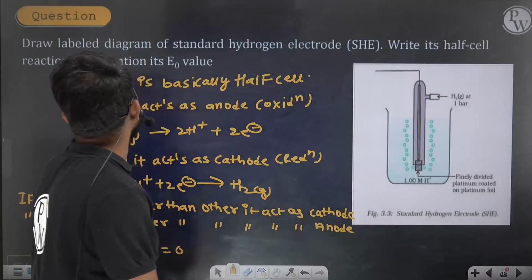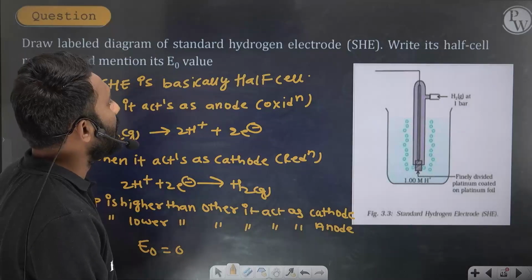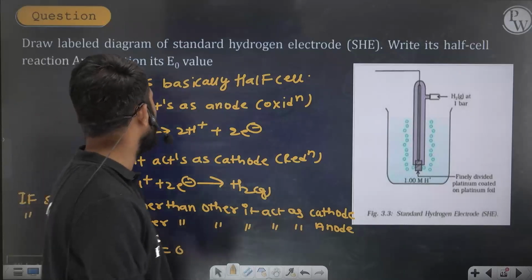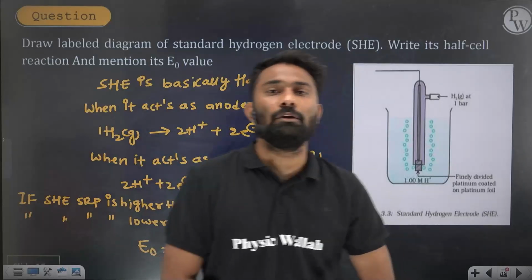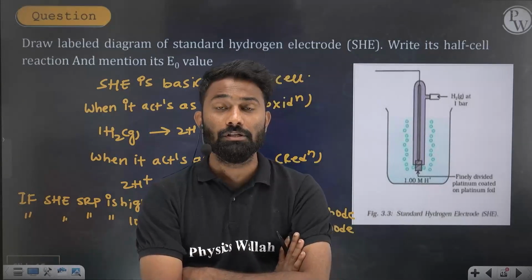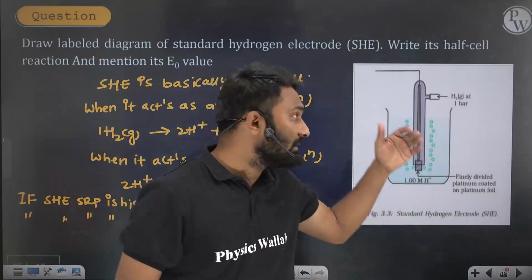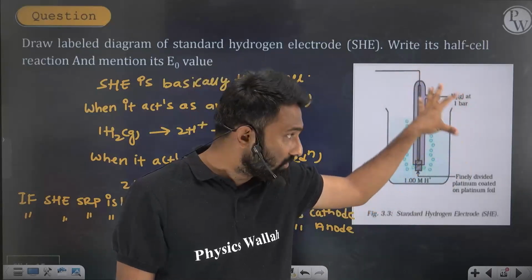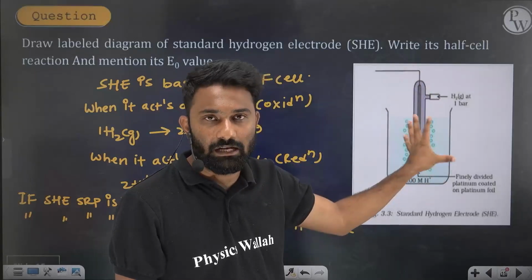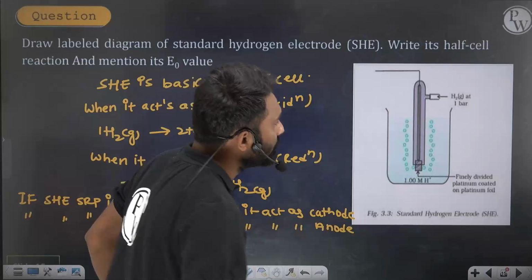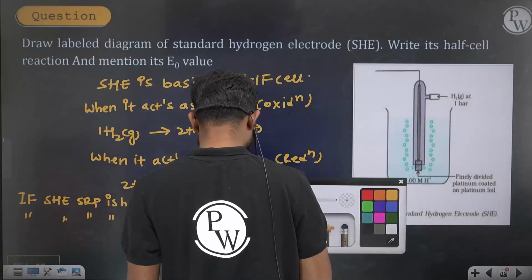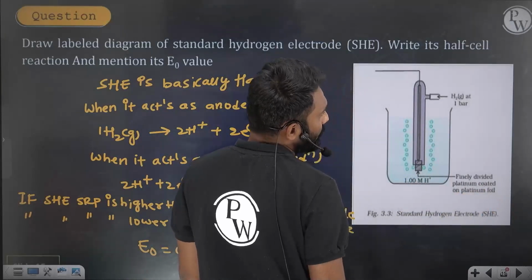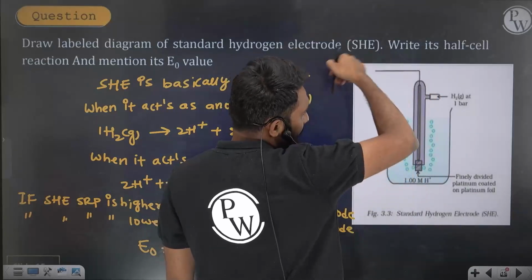Next, draw the neat labeled diagram of the standard hydrogen electrode. Write its half cell reaction and mention its E0 value. Now this is the standard hydrogen electrode, useful to calculate the E cell. This is the half cell of the standard hydrogen electrode, the normal electrode. Here the H2 gas is passed, here they have used platinum, and this wire is connected to the other half cell.